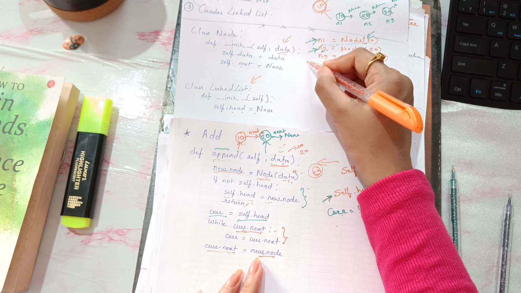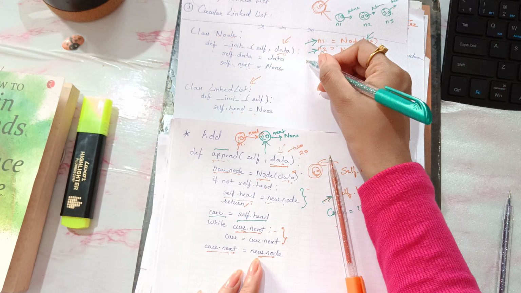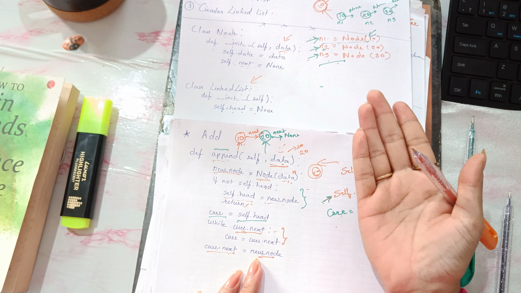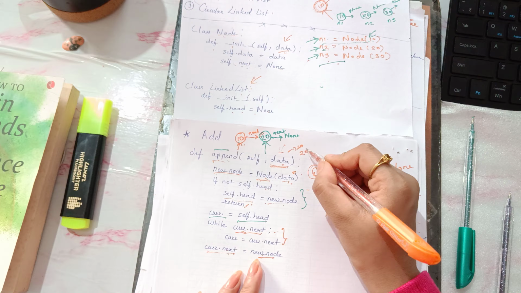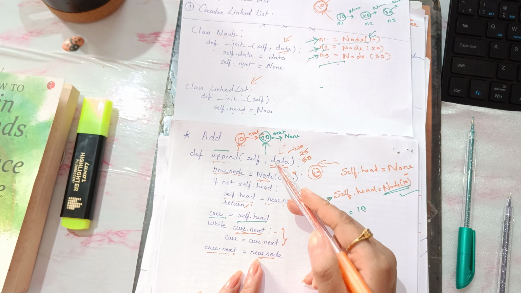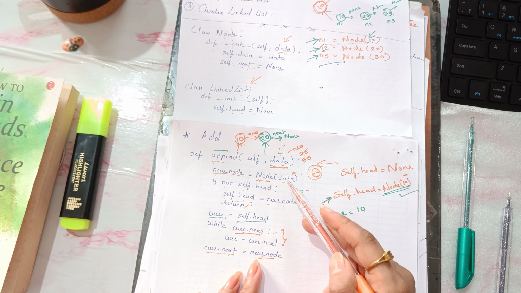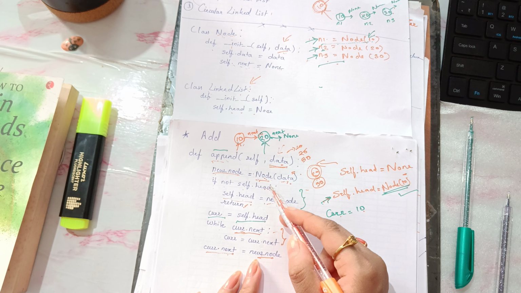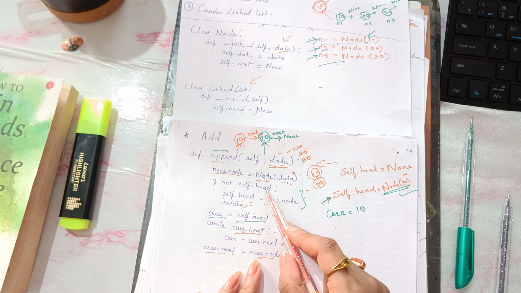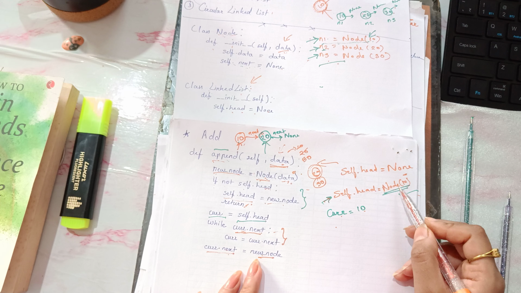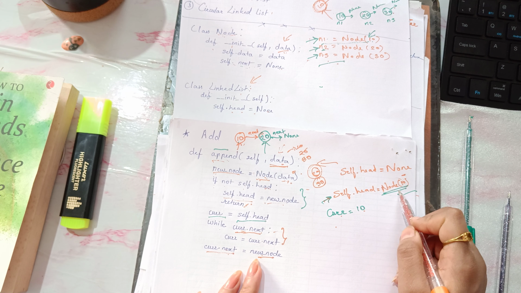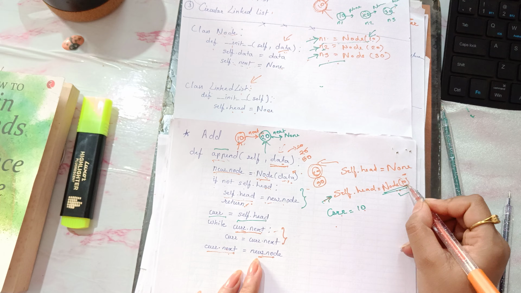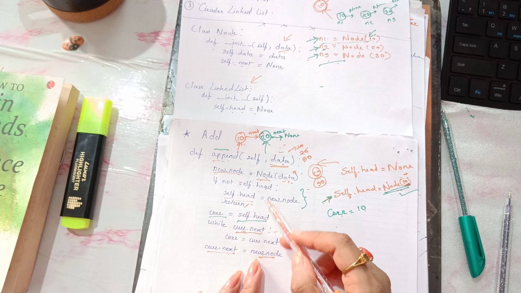Similarly, when we go further for this node where we add 30, now the value is 30. This time it will create new node which is 30, right? And will check self.head. Again, this is not none. Still we haven't updated the head. Our head is still 10, right?